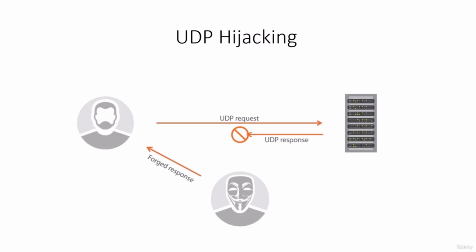So let's take this as an example. Say the victim sends a UDP request to the server. So we're going to bring the attacker in. After bringing the attacker in, and because the server has a chance to respond with its own UDP packets, the attacker is going to forge a response to the victim. So I guess this is a bit of a race condition.